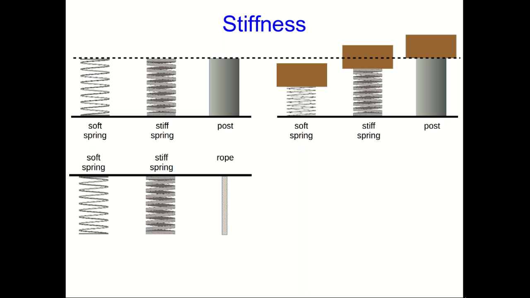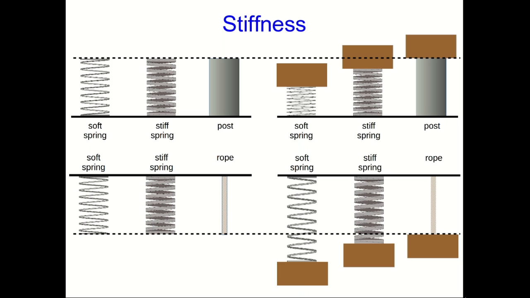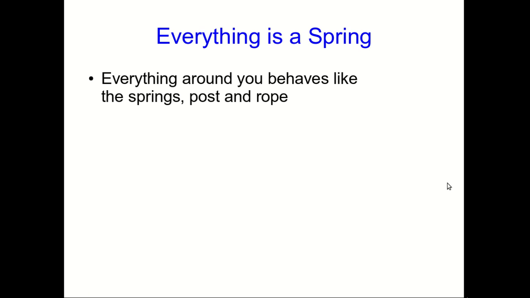We can do the same comparison with hanging springs, and we'll compare them to a rope or maybe a cable. Again, if you hang bricks off of them, the stiff spring is going to deform to be able to provide the support force. The soft spring will deform more. The rope will not deform much at all. It's hard to notice that it's stretched, but it will have stretched a little bit. The fact that the post and the rope also deform like springs, but like very, very stiff springs, is part of the fact that basically everything around you behaves like this.